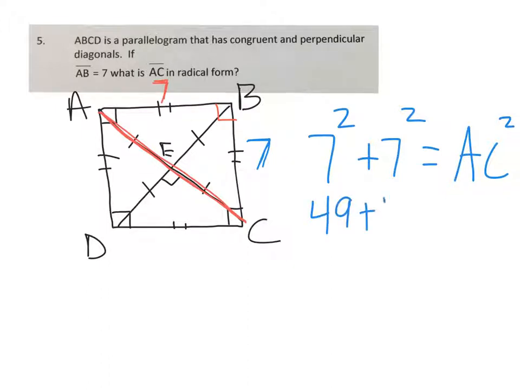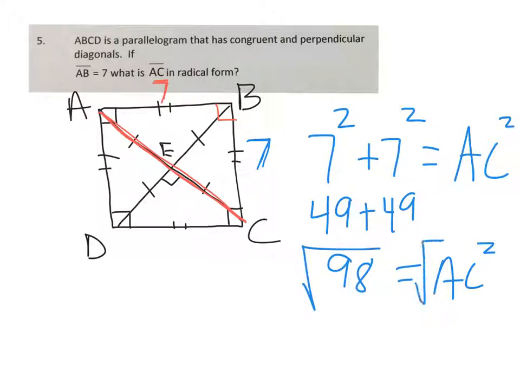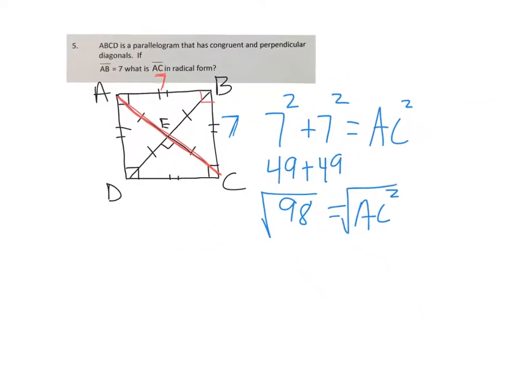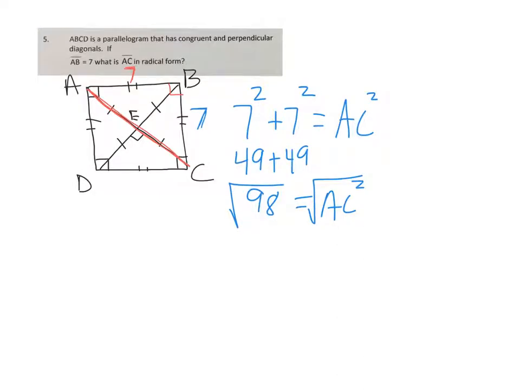49 plus 49, that is 98. So I'm going to square root this, and now I have to turn my brain on for a minute. Okay. I don't want it in decimal form. That's, let's see, a little less than 10 in decimal, but I want it in radical form.